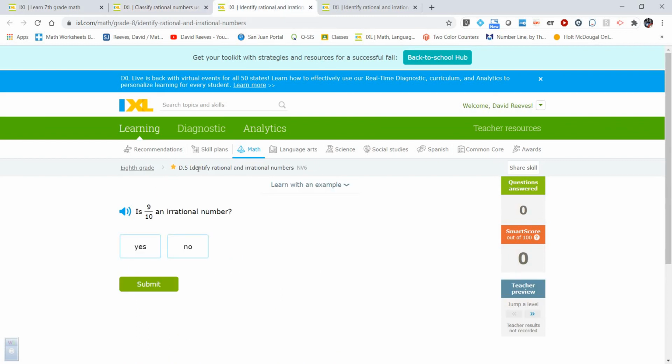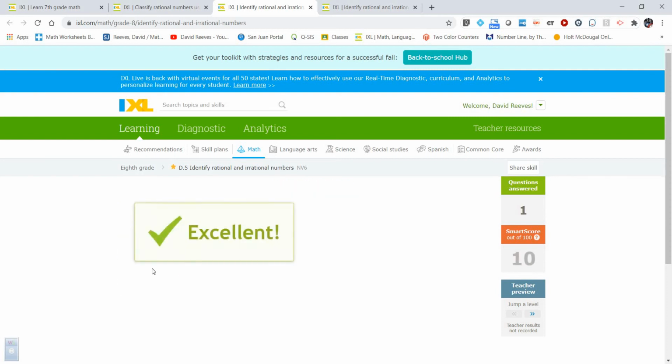We're now on 8th grade, skill D5, rational and irrational numbers. So just a reminder, a rational number is anything that can be written as a fraction. That includes decimals that either end or they repeat a pattern. Irrational numbers are decimals that go on forever and ever and don't repeat a pattern. So is 9/10 irrational? No, it's rational because it is a fraction.